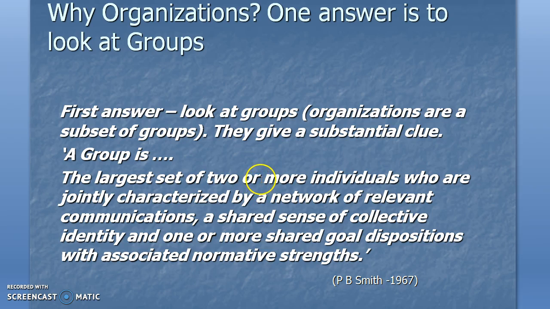Groups are a larger term of which organizations are a subset. A group is the largest set of two or more individuals who are jointly characterized by a network of relevant communications, a shared sense of collective identity, and one or more shared goal dispositions with associative normative strengths. So what does that mean? Basically, a group of people get together, have a common purpose, they communicate with one another, and they do things. That's what organizations do. But organizations have some special characteristics, which we'll be talking about.